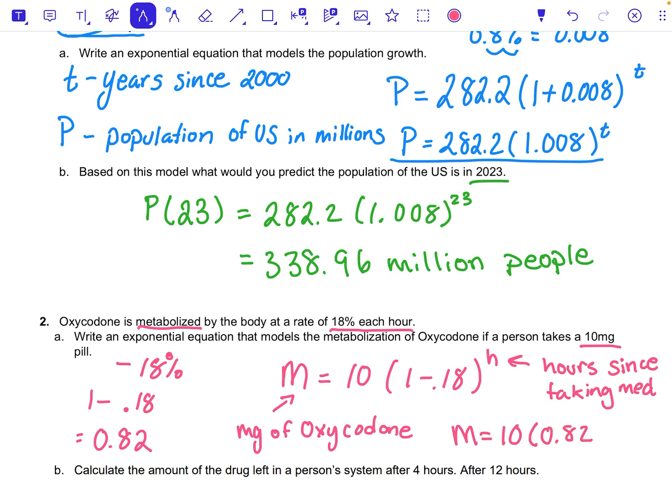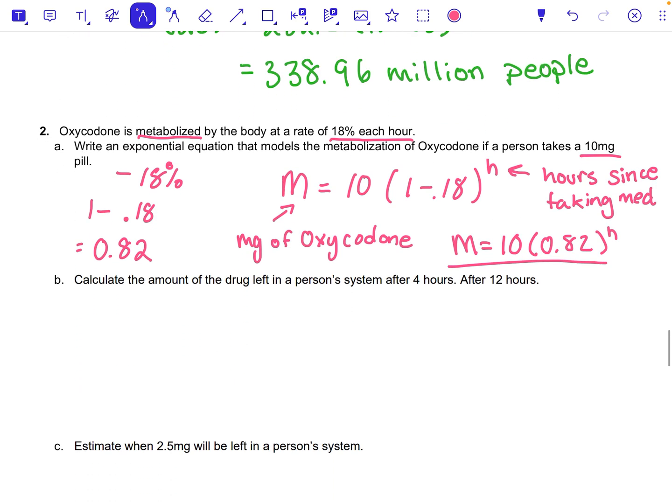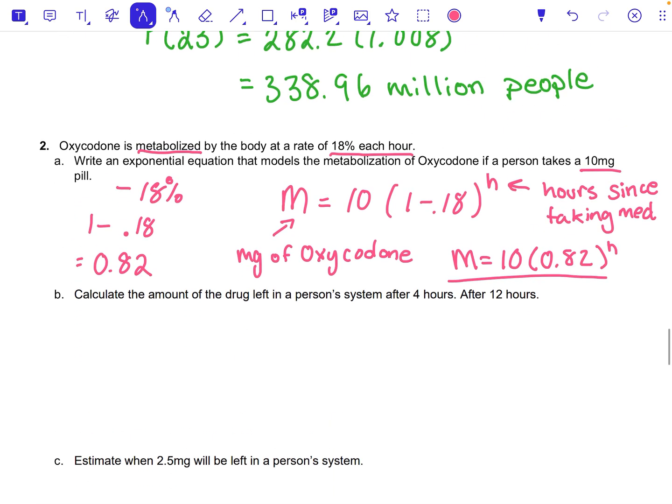And that's where the 0.82 will come into play, and it's still to the h power, and ta-da, there's my exponential function. Now I'm going to use this to answer two different questions. So the first question is just, okay, now let's just do some calculating with this. We want to figure out how much medicine's left after 4 hours and then after 12 hours. And so in both of these cases, we're going to be replacing h with these numbers.